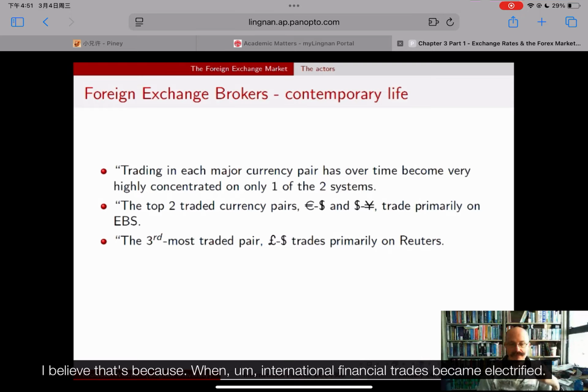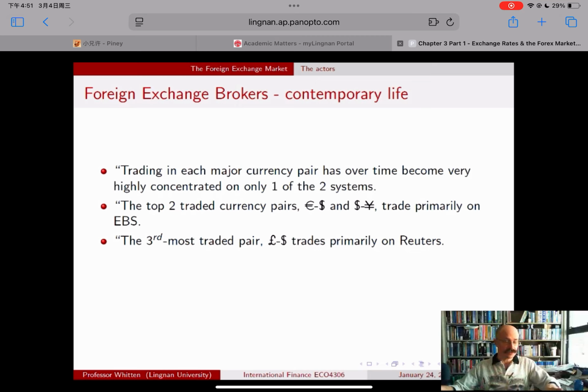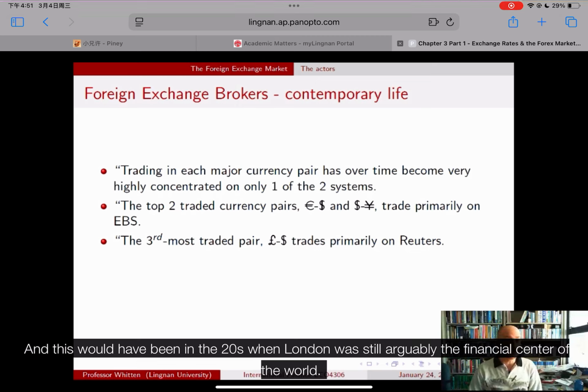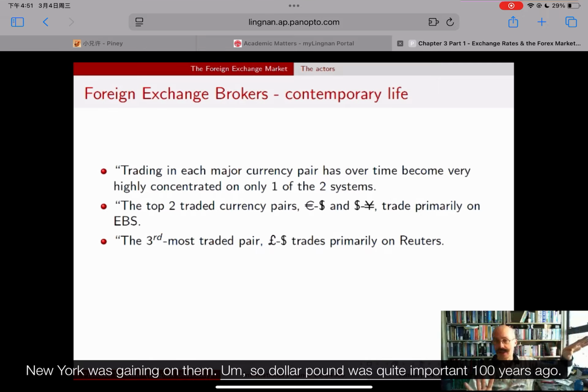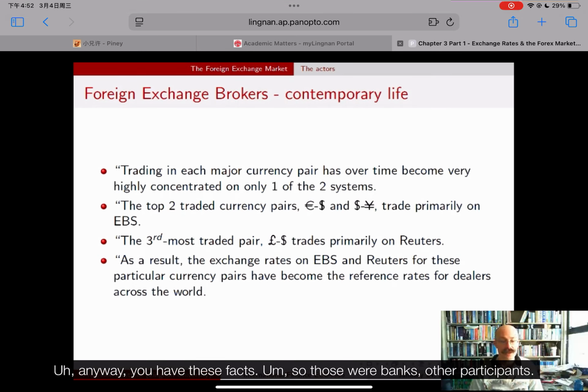when international financial trades became electrified in a sense, it was through telegraphs, and there were telegraphic cables that went under the ocean, and this would have been in the 20s when London was still arguably the financial center of the world. New York was gaining on them. So dollar pound was quite important 100 years ago, and because it went through a cable, I believe the trade is called, to this day, cable. Anyway, you have these facts.